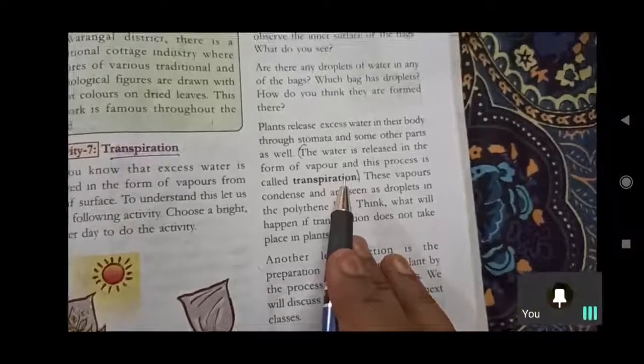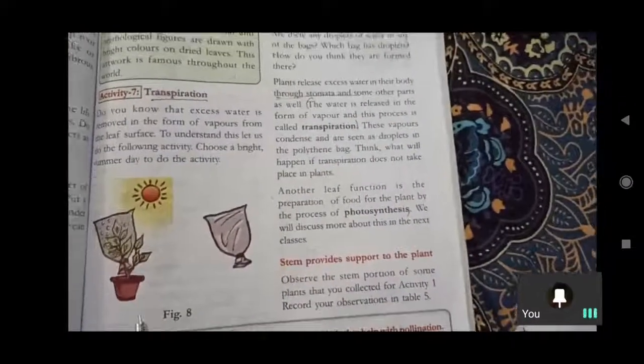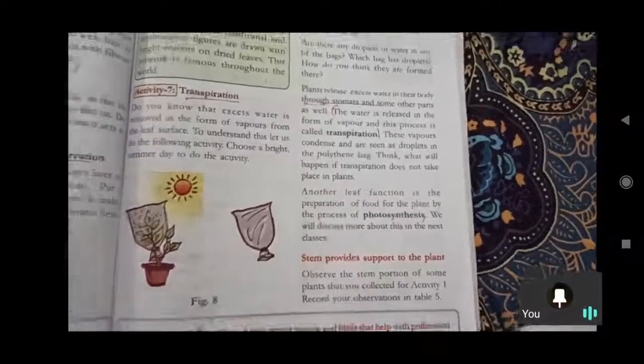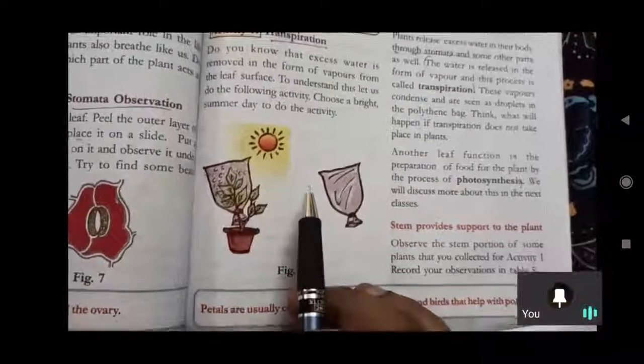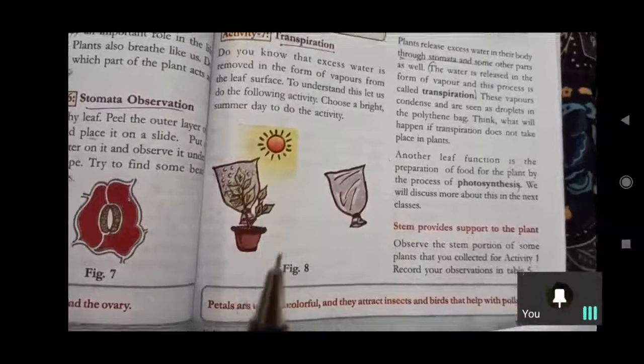This is also possible by stomata. Through stomata it is happening. So the polythene bag is just an experimental idea. The vapor directly enters into the atmosphere actually. If we cover it with a cover, we can observe the drops on the surface of the cover.